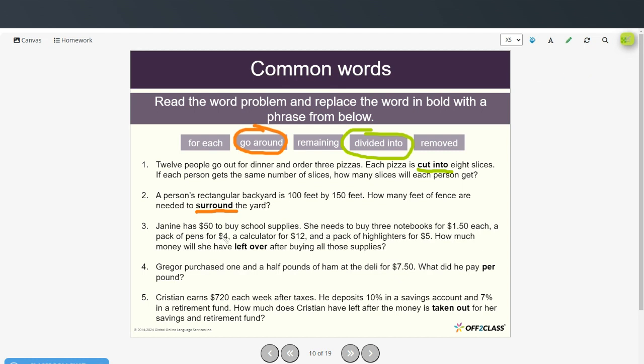A person's rectangular backyard is 100 feet by 150 feet. How many feet of fence are needed to surround the yard? Well, surround would be go around. Janine has $50 to buy school supplies. She needs to buy 3 notebooks for $1.50 each, a pack of pens for $4, a calculator for $12, and a pack of highlighters for $5. How much money will she have left over after buying all those supplies? Left over would be remaining.